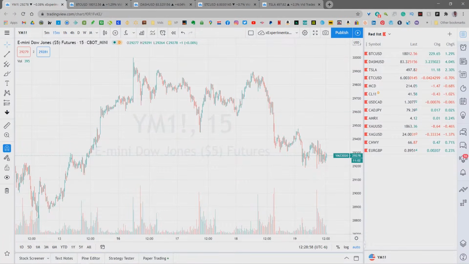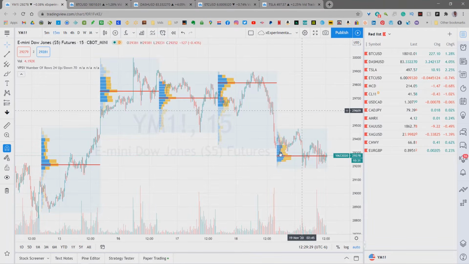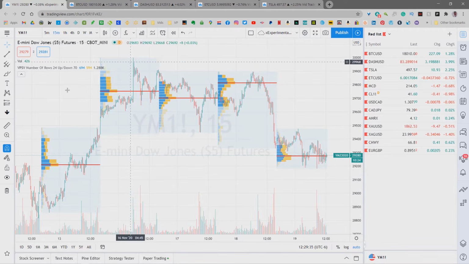To apply volume profiles on your TradingView charts, click up here on the Indicators button, select the volume profile, and you'll see Session Volume right here. Now I've checked the little star over here so that it adds it to my favorites list. Then you can click X to close that, and the volume profiles show up on your chart.